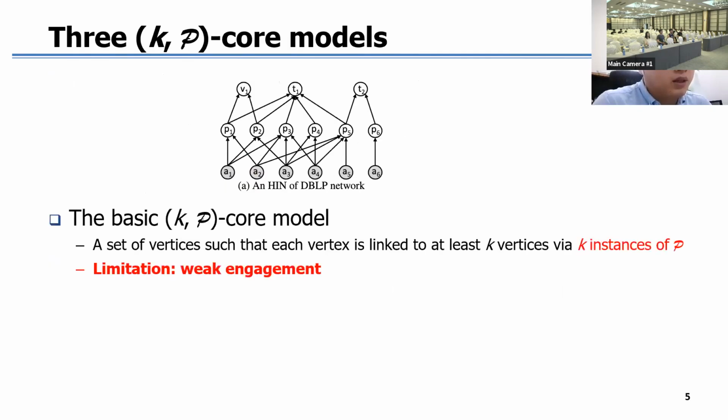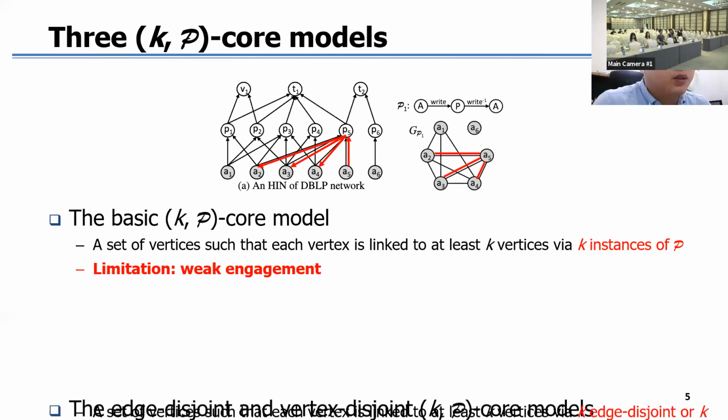Based on the discussions above, the authors proposed the basic (k,P)-core model, which is a set of vertices such that each vertex is linked to at least k other vertices via k instances of the metapath. However, it suffers from the issue of weak engagement. For example, by using the metapath APA, we can induce a homogeneous graph like this. You can see that, for example, A5 is connected to 3 authors, which are A2, A3, and A4, via 3 different metapaths. However, these 3 metapaths share the same edge between A5 and P5. This means that if this edge is removed or wrongly collected, then A5 will be isolated from the community. This issue will be even more serious when the metapath is longer.